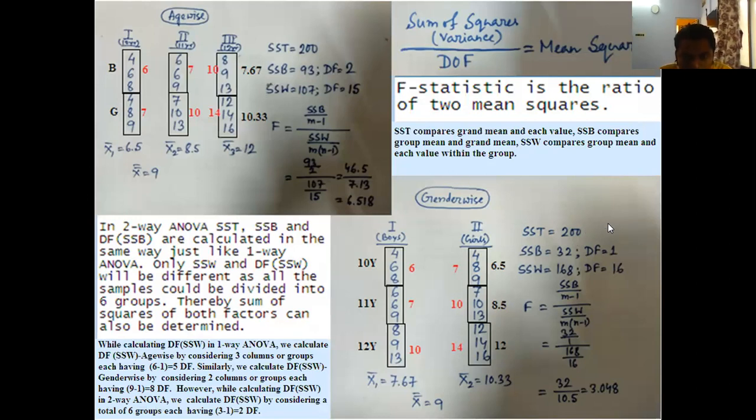Okay. How do we calculate the 200? We have seen previously that there was the grand mean, and if you subtract each element from the grand mean and square it, then you will get the sum of square total.